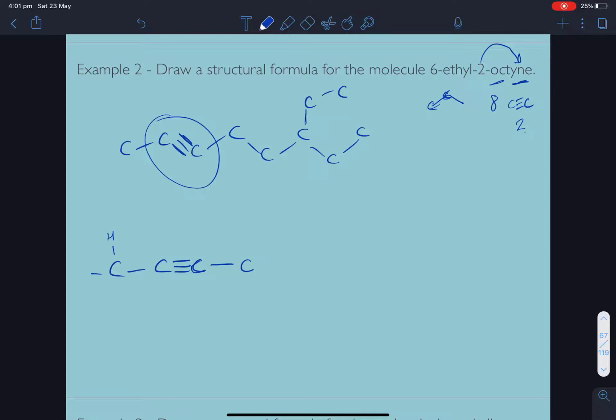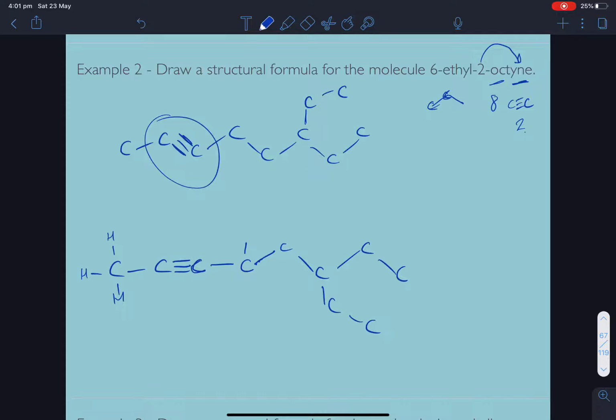Why don't I just do the fully expanded one? Okay, and so this one will now have a carbon, a carbon, a carbon, a carbon, and then there's an ethyl branch here. I just want to get rid of that last line.